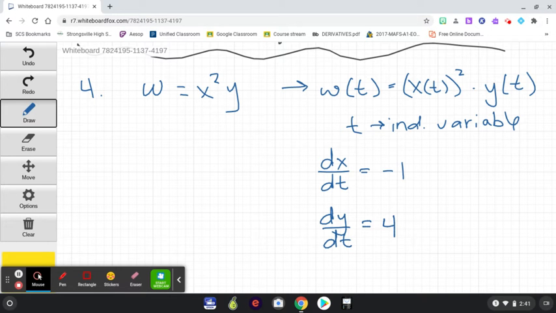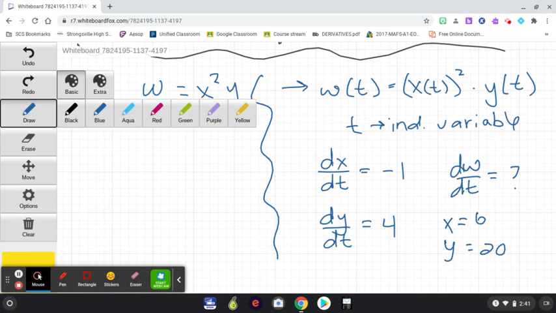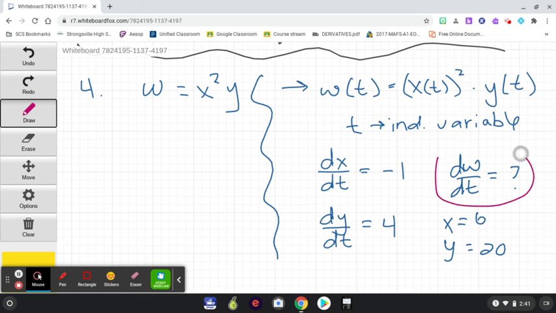Okay, so that means I'm trying to figure out what dw/dt is, knowing, they say, when x is equal to 6 and y is equal to 20. Okay, so that's the information that I have, and now I'm going to use that information. I'm trying to find dw/dt.